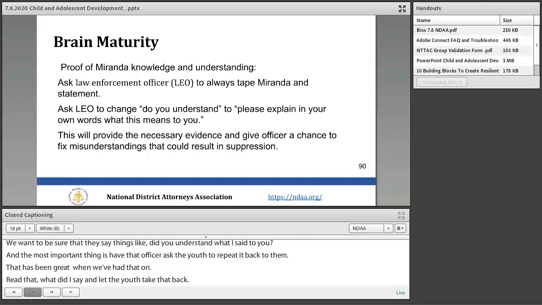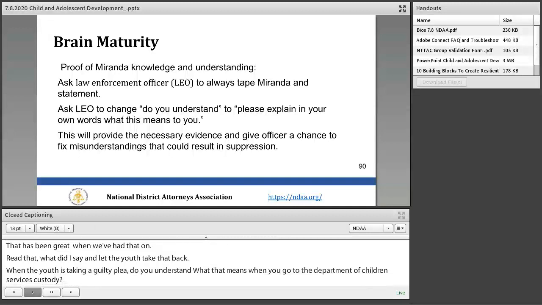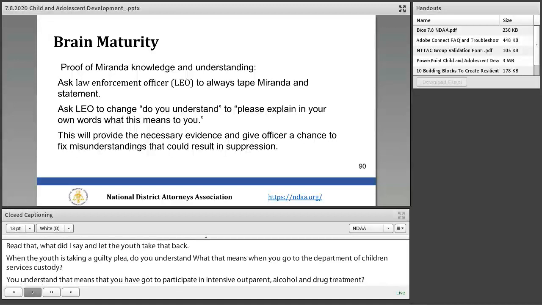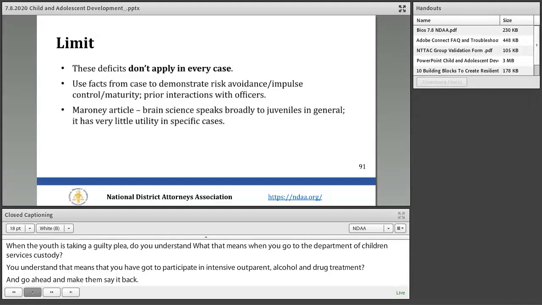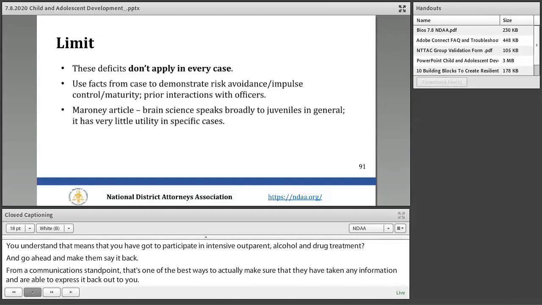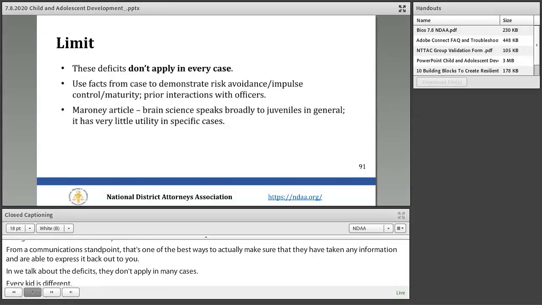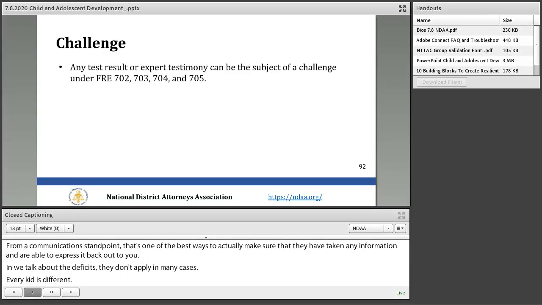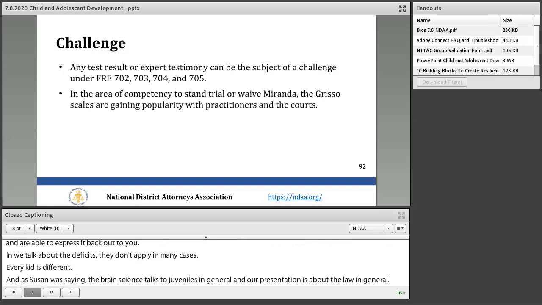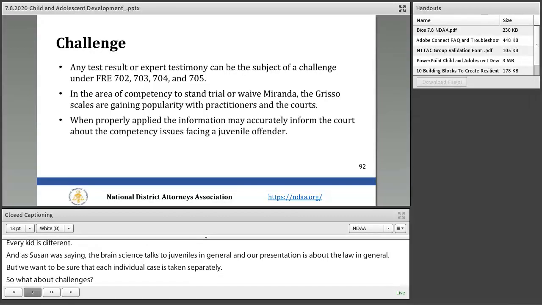We do that in court all the time, too. When the youth is taking a guilty plea, and I'm sure you do too, do you understand what that means, that you are going to go to the Department of Children's Services custody? Do you understand that means you have got to participate in intensive outpatient alcohol and drug treatment? And make them say it back. From a communication standpoint, that's one of the best ways to make sure that they have taken in the information and are able to express it back out to you. Again, the deficits don't apply in every case. Every kid is different, and as Susan was saying, the brain science talks about juveniles in general, and our presentation is about the law in general, but we want to be sure that each individual case is taken separately.